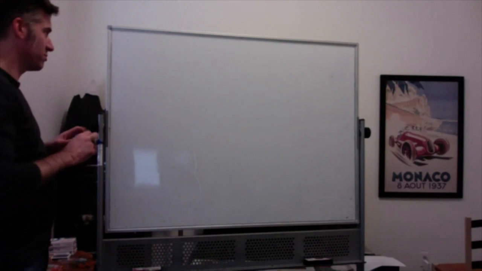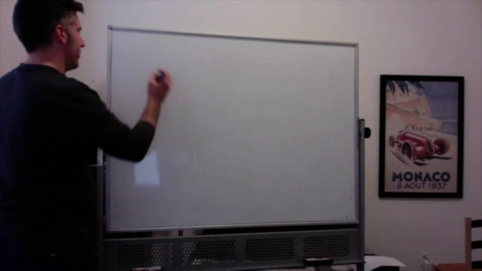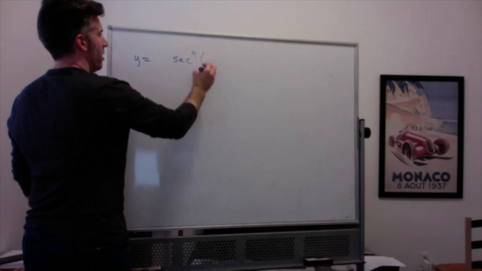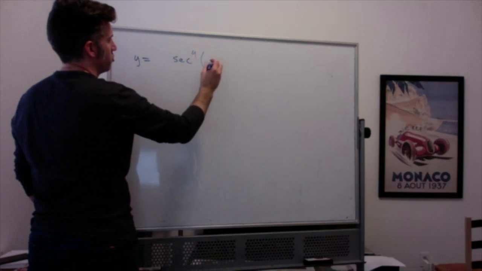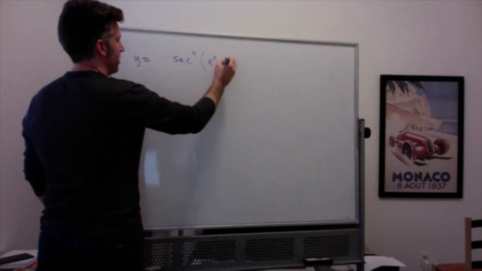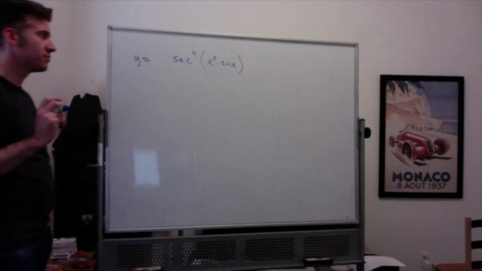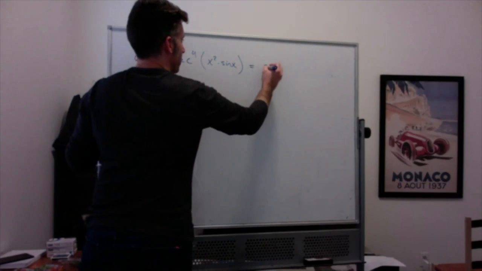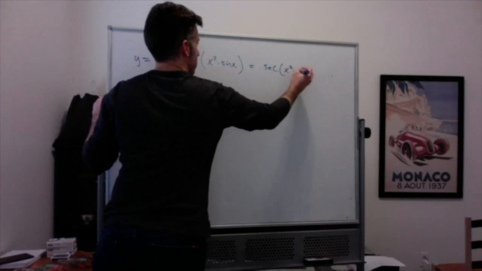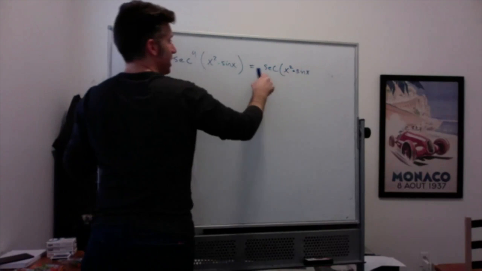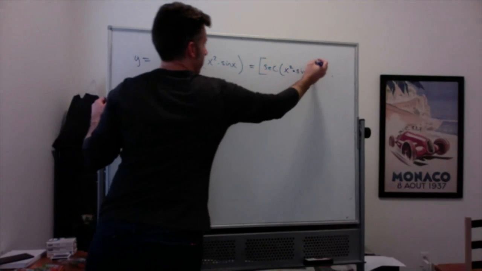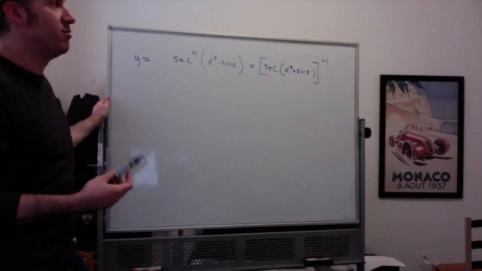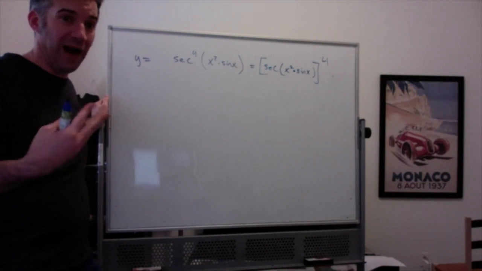So for example, another example like that, if we had something like y equal to secant to the 4th of x squared times sine of x. And again, since I've got a trig function to a power, I'm going to rewrite it so it's a little more obvious. I've got secant of x squared times sine of x, all to the 4th power. So after I've written it that way, I can really see that being raised to the 4th power is my quote unquote outermost function.